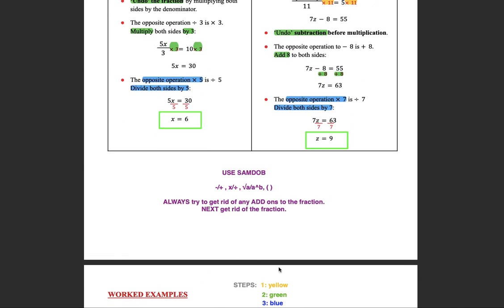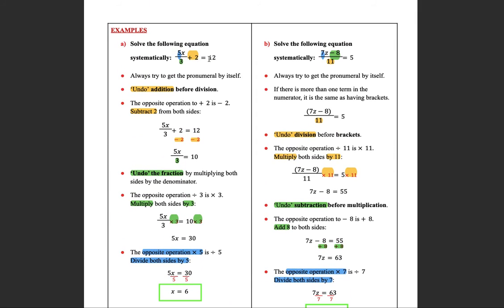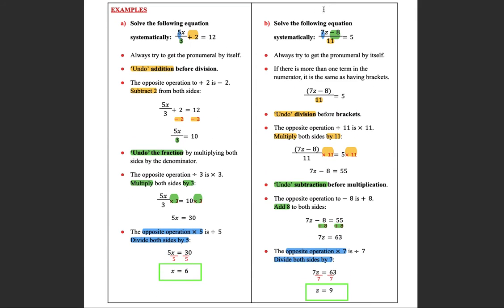Okay, on to your worked examples now. So again, we use SAMDOB or reverse BODMAS. Always try to get rid of any add-ons. So what I mean is something like this, and we are going to bracket anything that is on our numerator. On to your worked examples now.